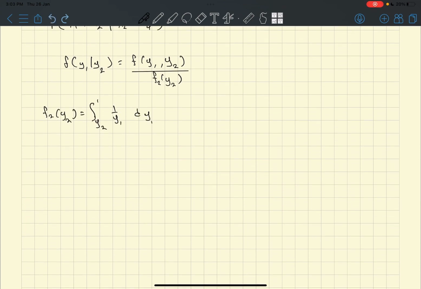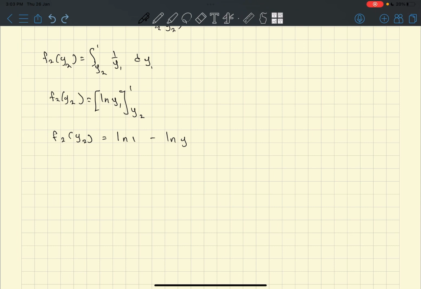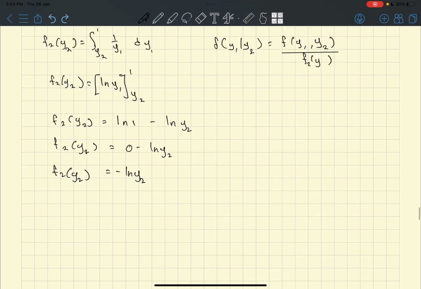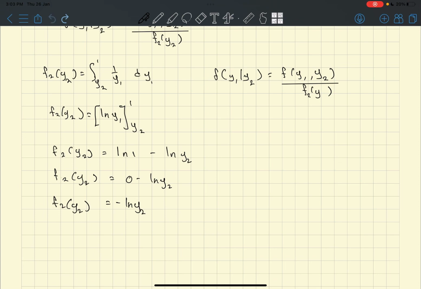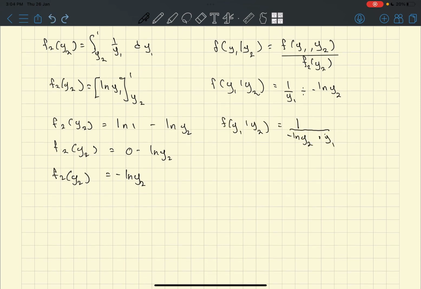So for the function of y2, we need to integrate 1 over y1, with the limit y2 to 1. When we integrate 1 over y, we will get ln y1 with the limit y2 to 1. And then we will get ln 1 minus ln y2, and we find out ln 1 is equal to 0, and then the function of y2 is equal to negative ln y2. So we put the figure in the formula, and then we know the function y1, y2 equals 1 over y1, over the function of y2, that is negative ln y2, and we will get the function is 1 over negative ln y2 times y1.